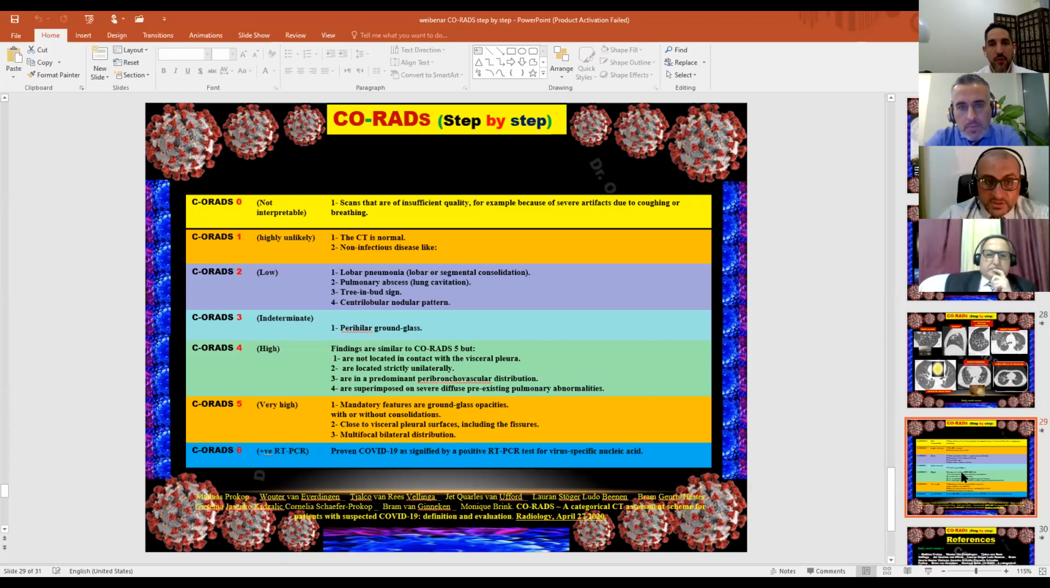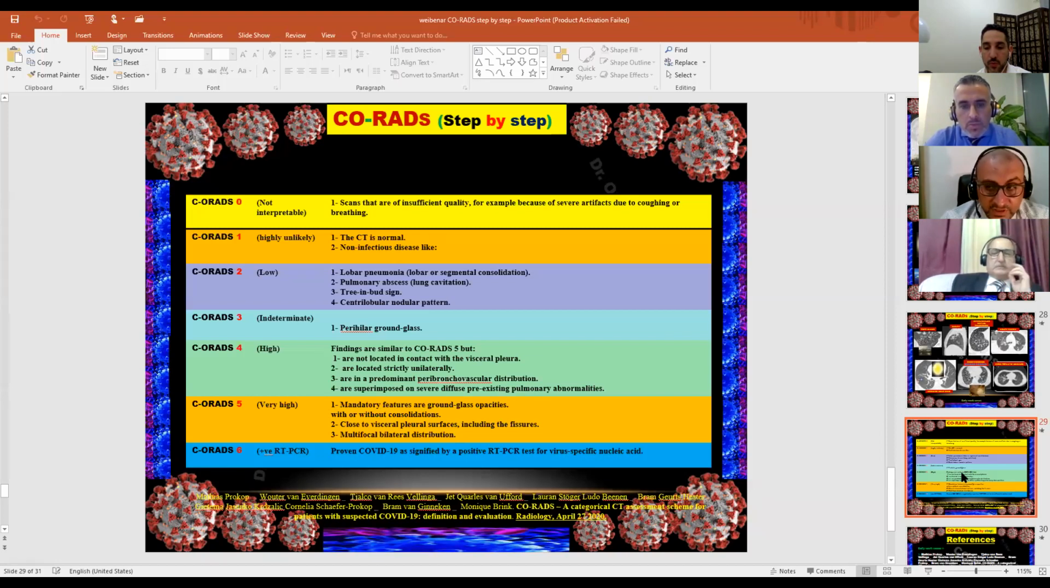Yes, actually, these CORADS systems are like BI-RADS of the breast, and like the RADS systems of the prostate and liver. This is for the suspected diagnosis of COVID-19, and because the RT-PCR test takes time for the results to appear, I think HRCT can classify the CORADS of the patient until the results of RT-PCR at least appear. It is good to classify them and make them suspected.